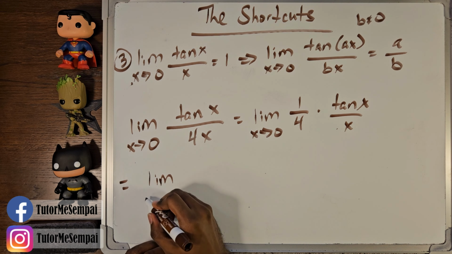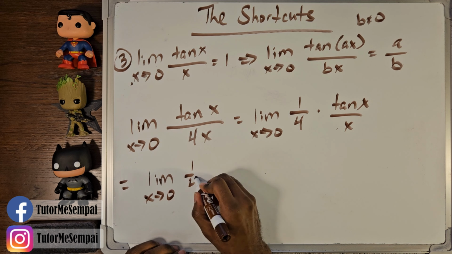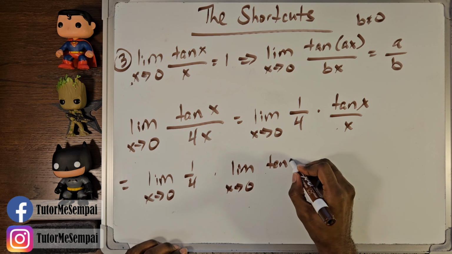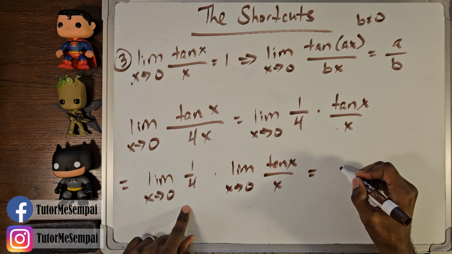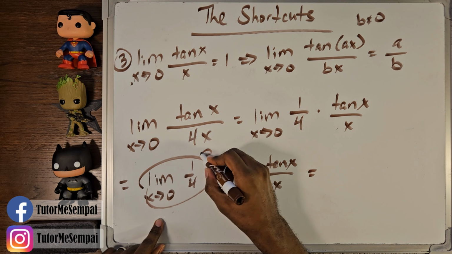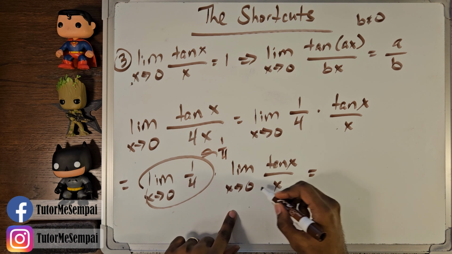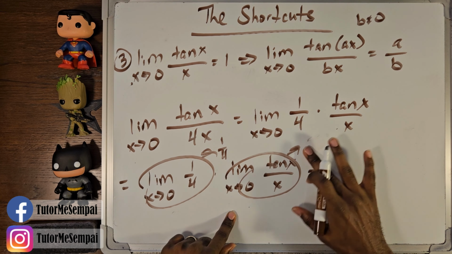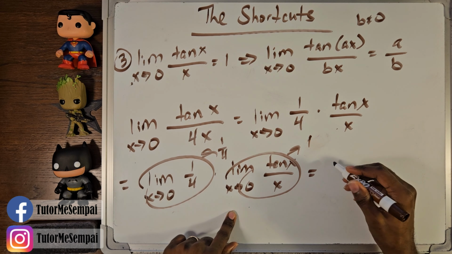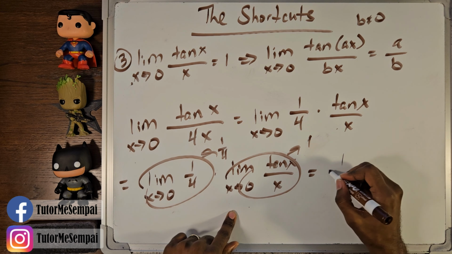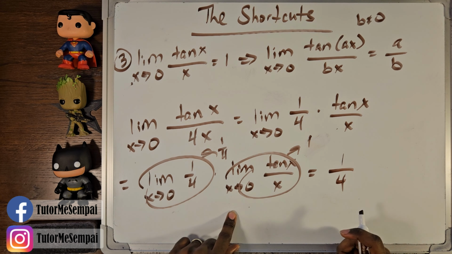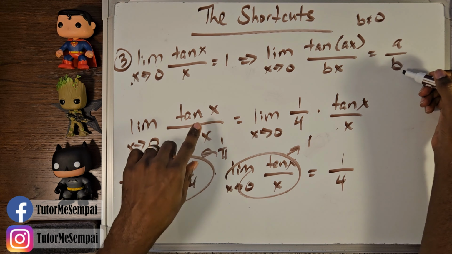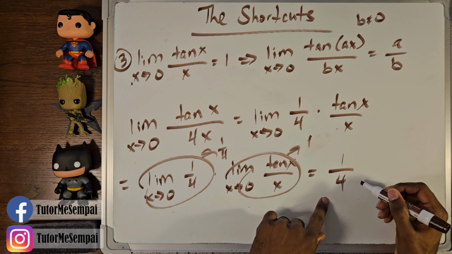This is going to be the limit as x goes to 0 of 1 over 4 times the limit as x goes to 0 of tan x over x. This is going to be what? That goes to 1/4 because it's a constant. This goes to 1 because of our setup. That means we have 1/4 times 1, which just gives you 1/4. But once again, you don't even need to do this because you have your shortcut, which tells you it should have been A over B. A was 1, B was 4, thus your 1/4.